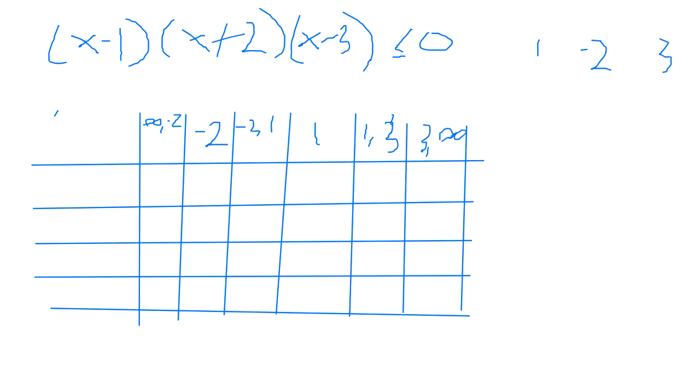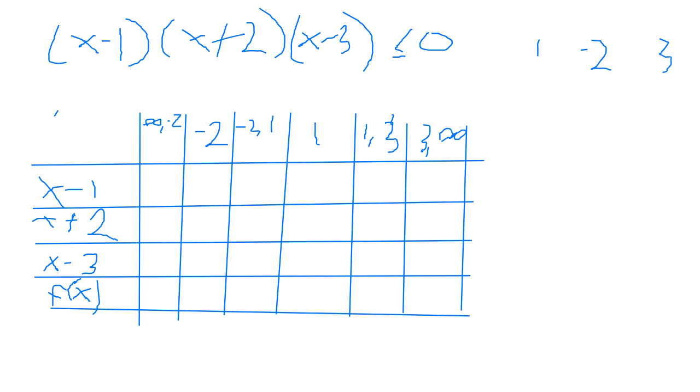Then on the left hand side, we have our factors: x minus 1, x plus 2, and x minus 3. Then our last one will be f of x. Does this table make sense to you, please? Or are there any questions with this table? Or can we continue? You can continue, sir.